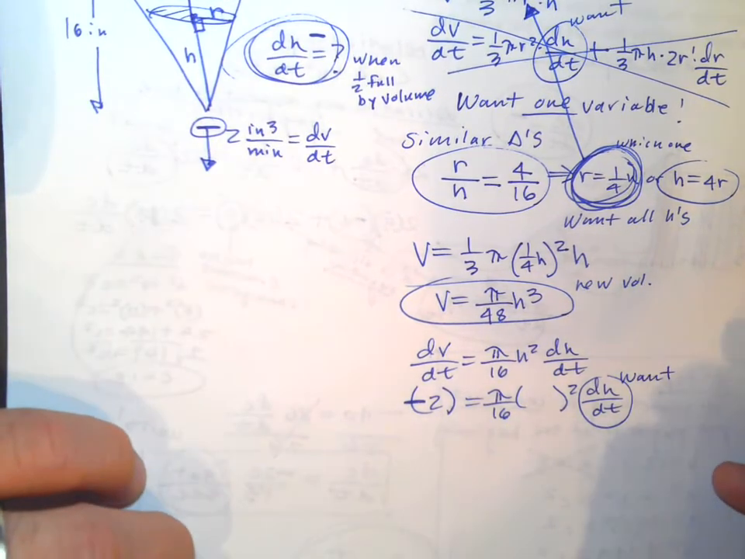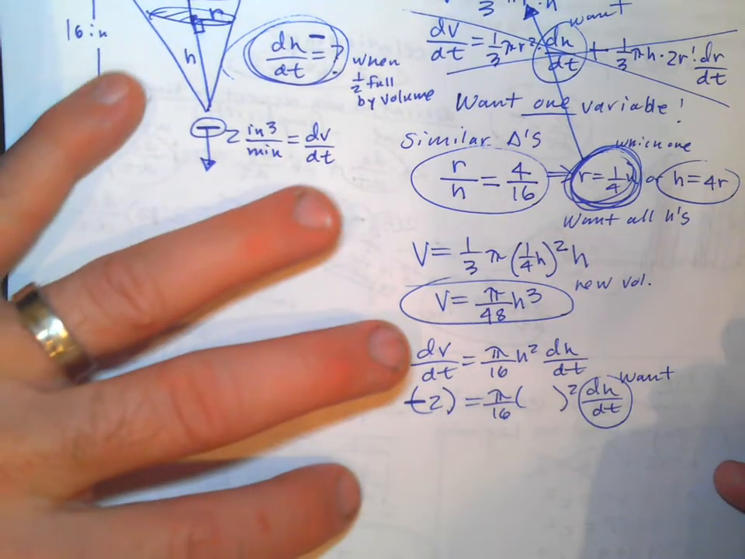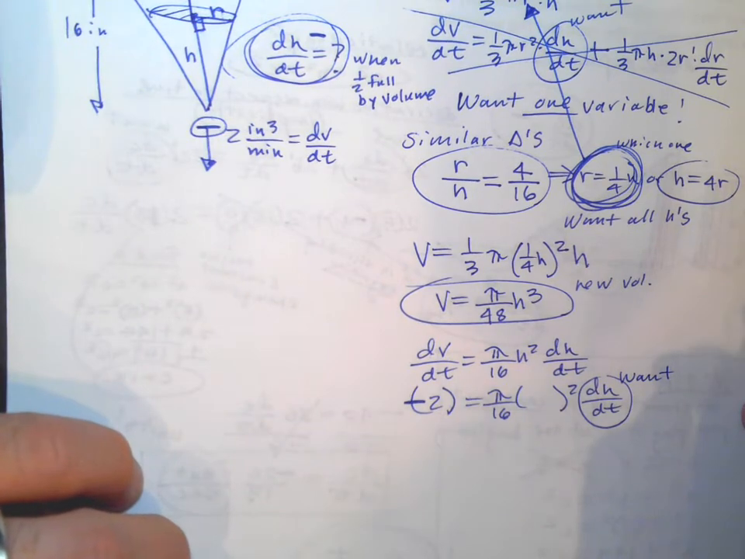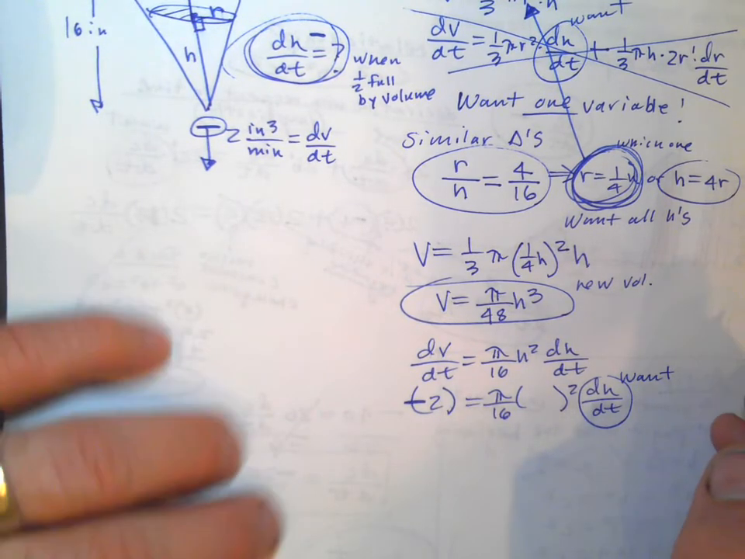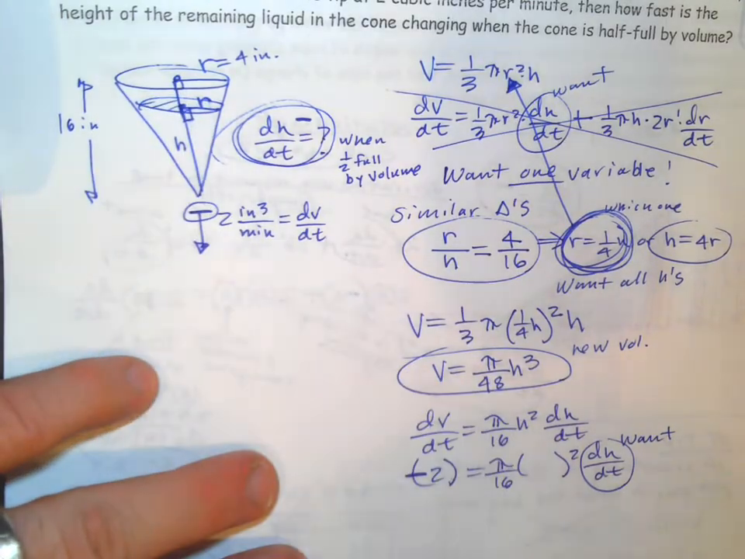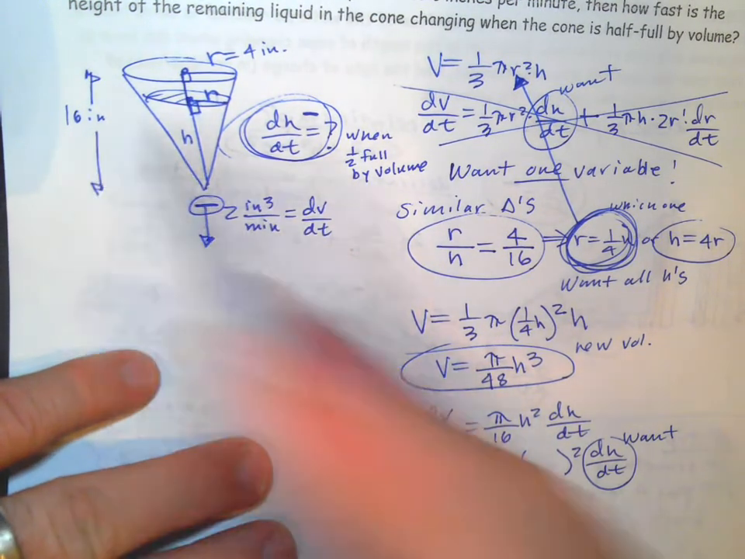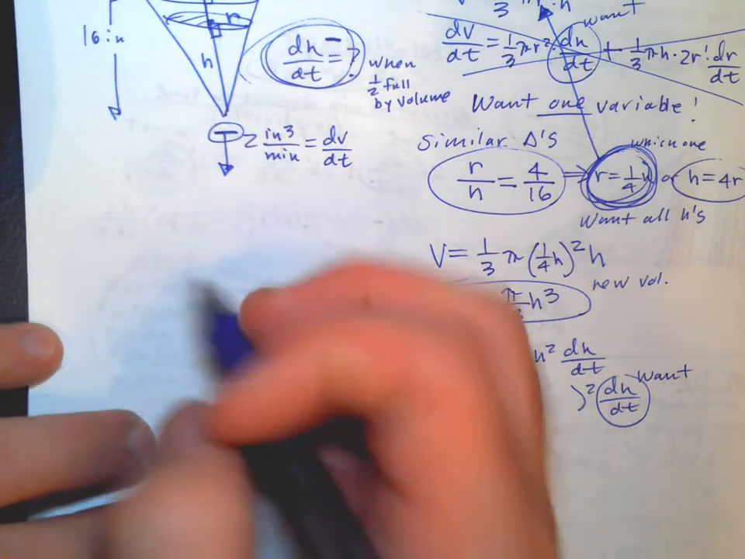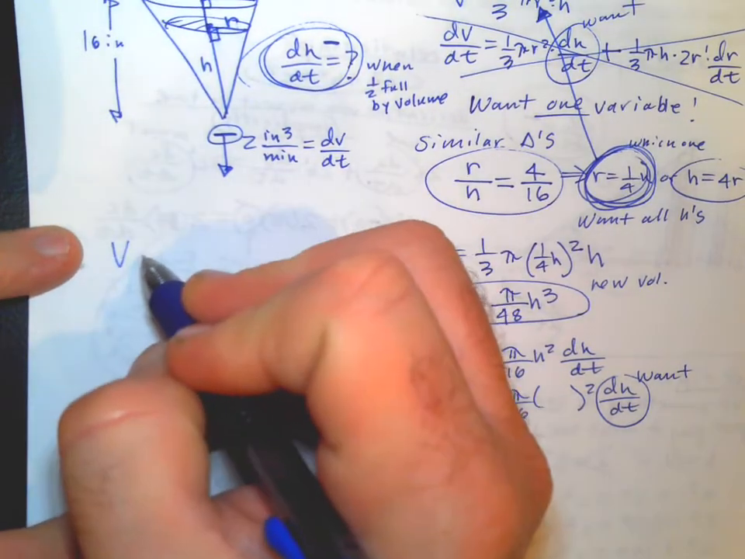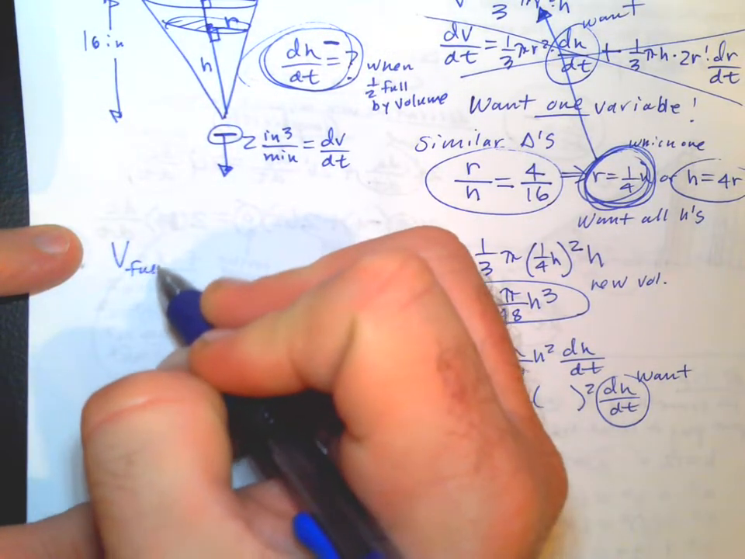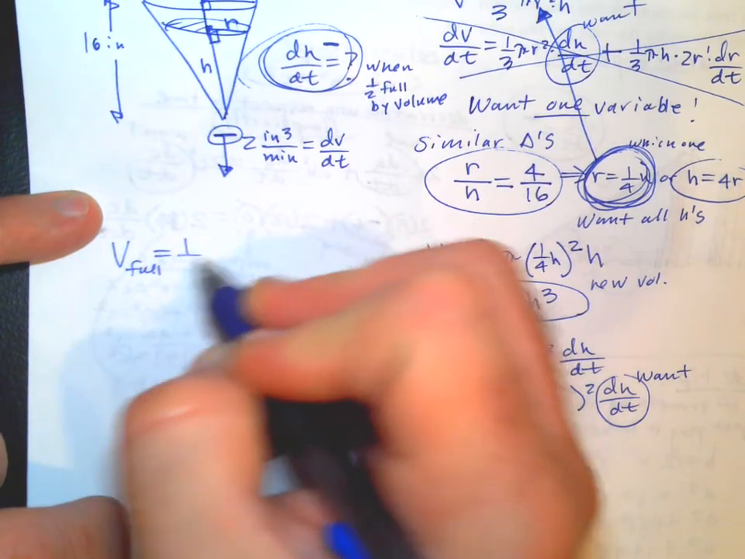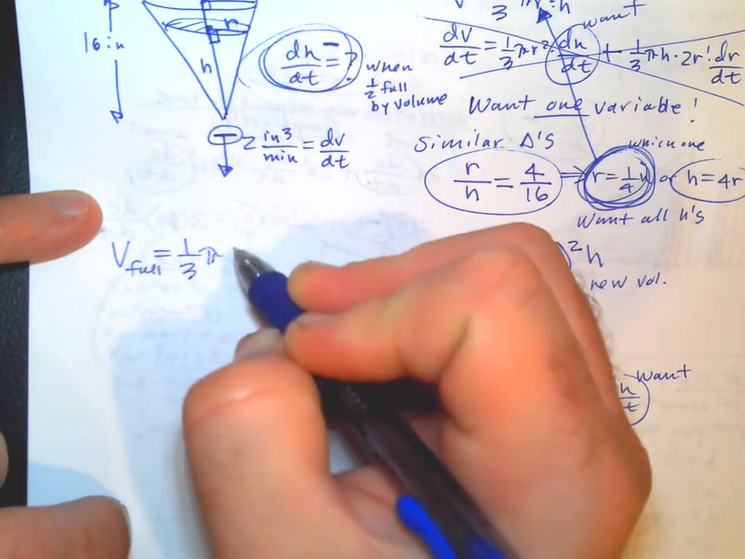Now it said half full by height. Well, that'd be easy. We plug 8 in because that'd be half the height. But half full by volume is different. There's a lot more volume at the top. Half full by volume is going to be an h value that's more than 8 for sure. That's where this problem gets a little trickier. So we should find the full volume first. We can use the original 1/3.